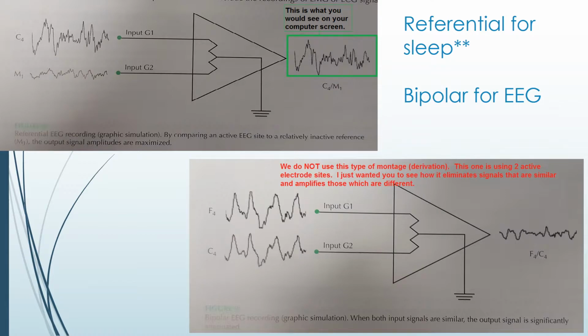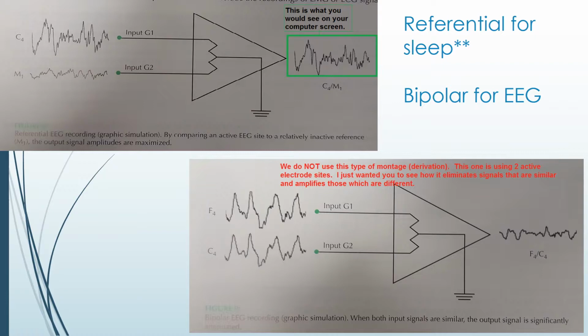So here is an actual picture of EEG inputs and how they're going to be represented based on what we just learned. So in the top picture you see your C4, and that's the electrical activity coming from the central lobe on the right side of the brain, and that's input G1, or also known as our exploring electrode. That is being referenced to M1, and it shows you an example of what M1 looks like all by itself. Now, when it's put together, you see it's highlighted in green. That's what you would see. See how it looks mostly like the C4, because that is what is different between those two.